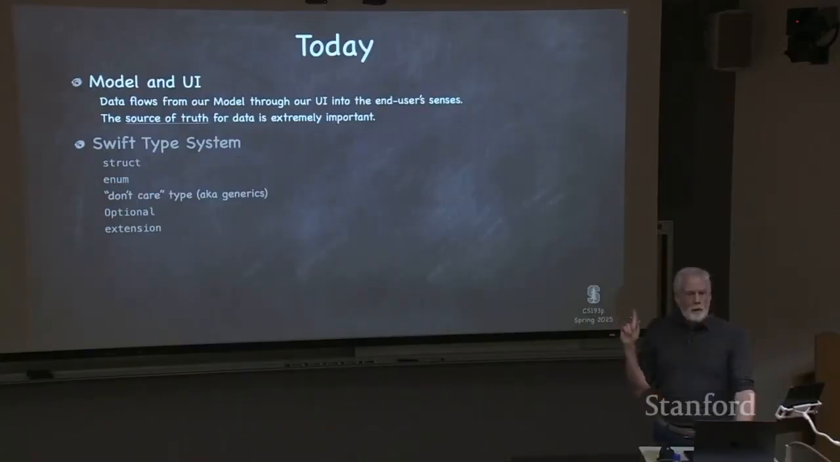All right, so here are our two big topics today, model and UI and the Swift type system. So let's talk about model and UI. Data in our app is generally going to flow from something called our model, which is going to be like our CodeBreaker app and all its logic, through our UI into the end user's senses, mostly visually, but maybe also audio, sounds, and things like that.